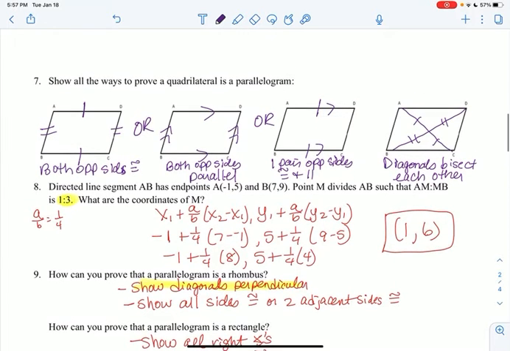Okay, the way that's not a way to prove something's a parallelogram is if you have one set of sides congruent and a different set of sides parallel. So that's not a parallelogram. The others are all ways to prove that.